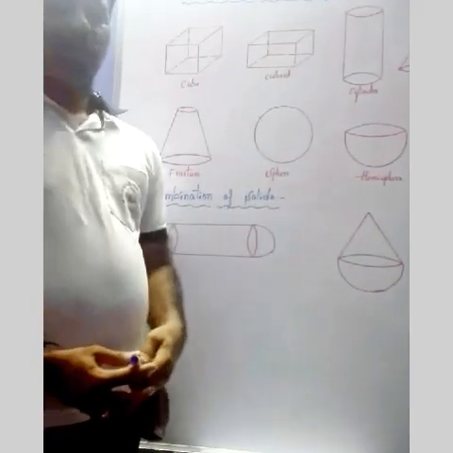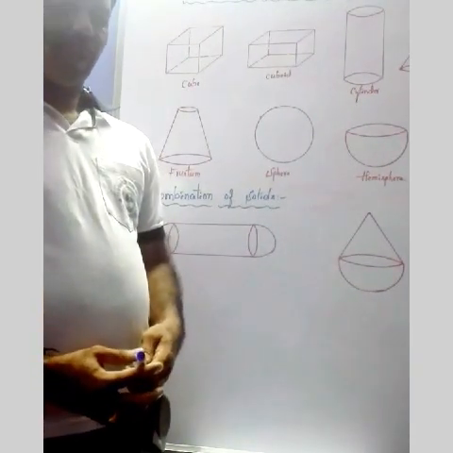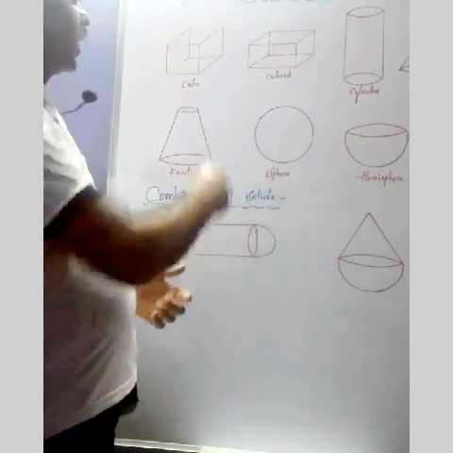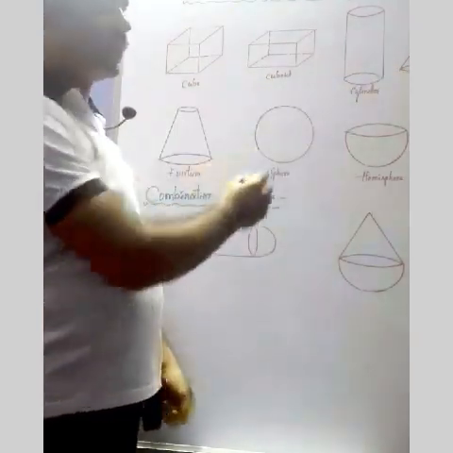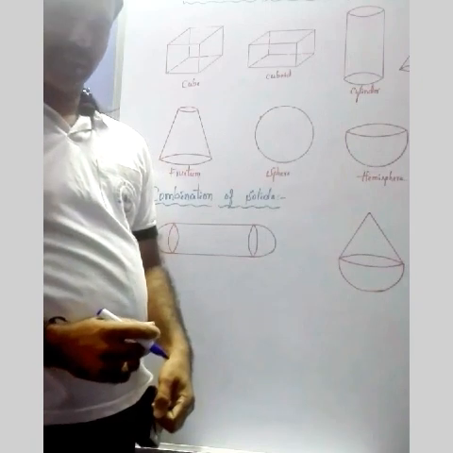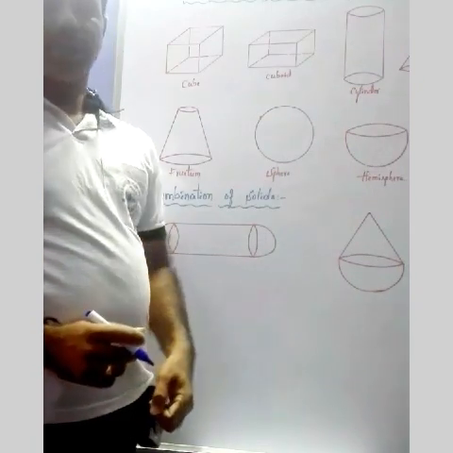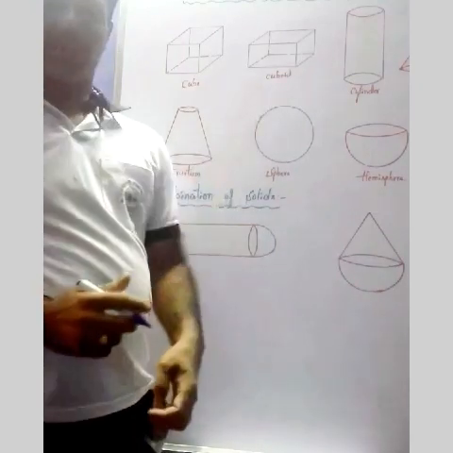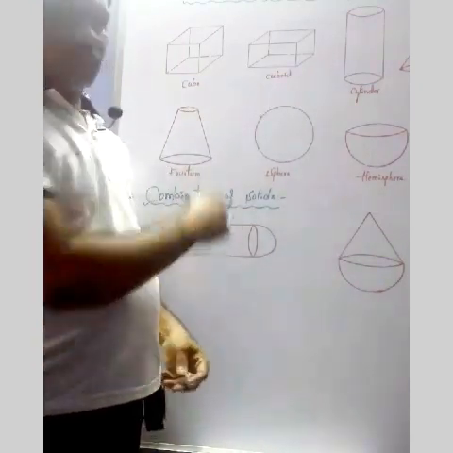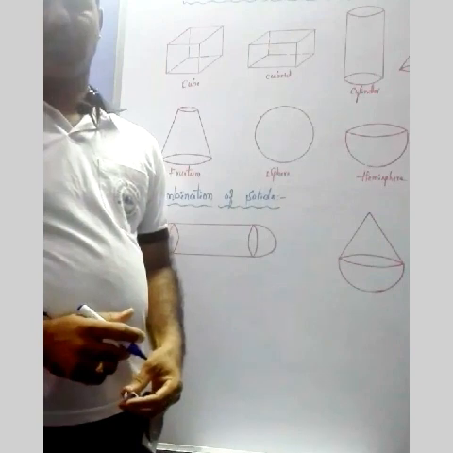Dear students, you are familiar with some of the geometrical solids like cube, cuboid, cylinder, cone, frustum, sphere, hemisphere, etc. You have also learnt the surface areas and volumes of the given solids.